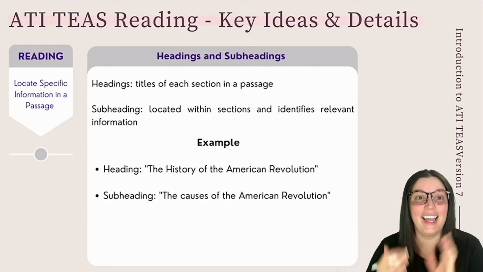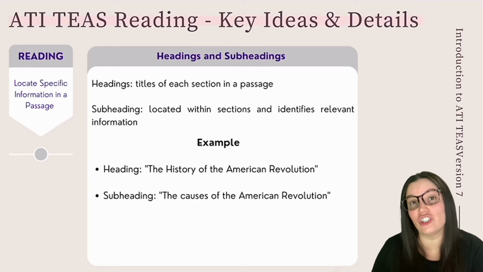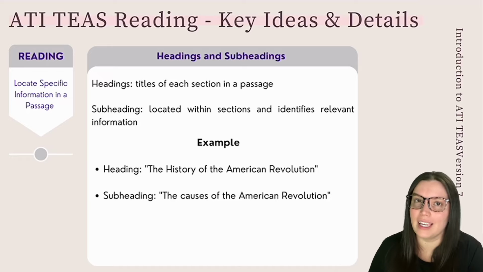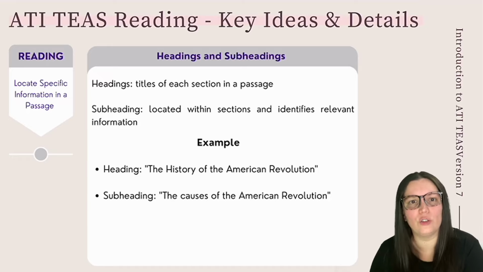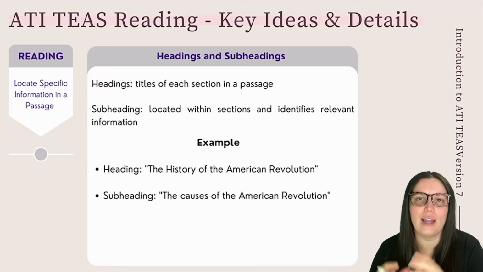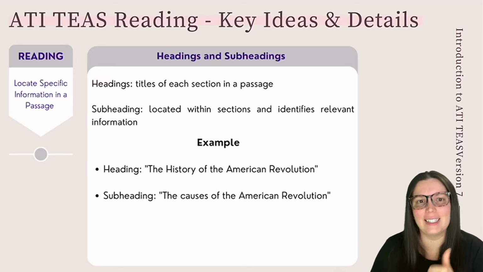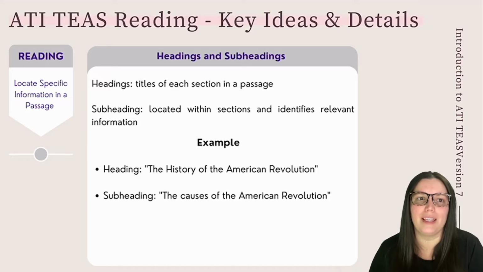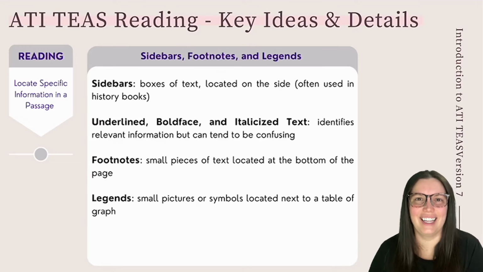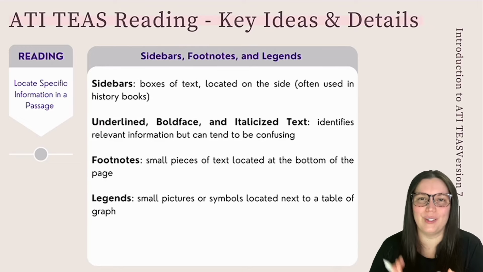Headings are titles of each section in a passage. They're usually big and bold. Your subheadings are located within sections and help you identify relevant information. Headings and subheadings break up text and organize it by the main idea and topic. This feature allows you to skim through the passage and go directly to the information that you need. So for example, the heading may be the history of the American Revolution, and the subheading may be the causes of the American Revolution. Lastly, we got sidebars, footnotes, and legends.